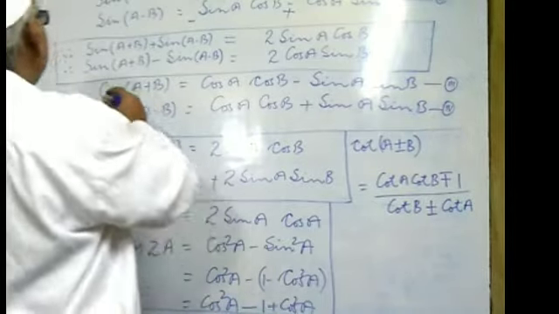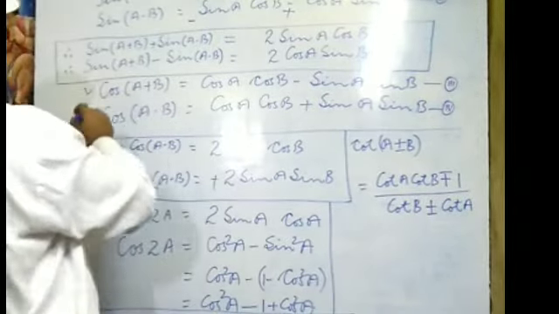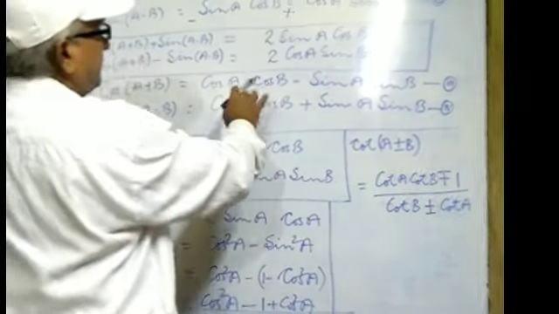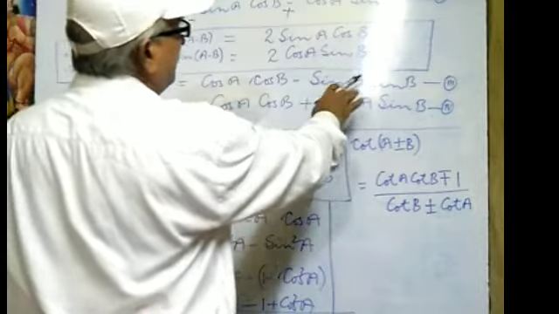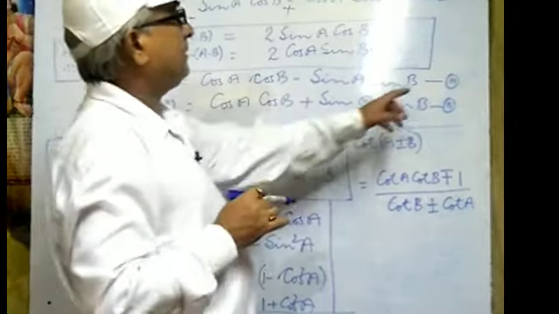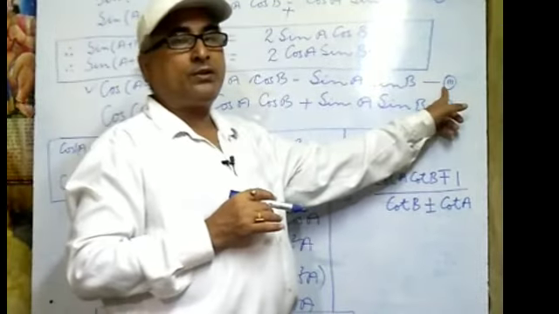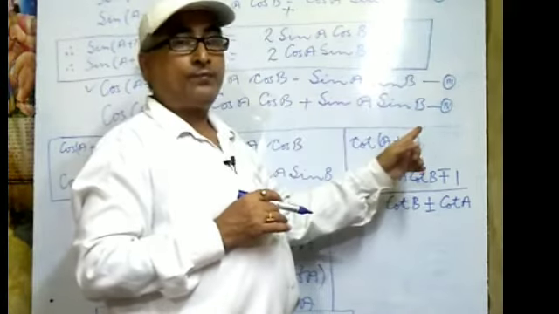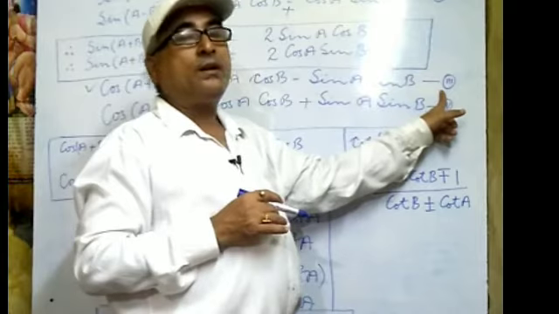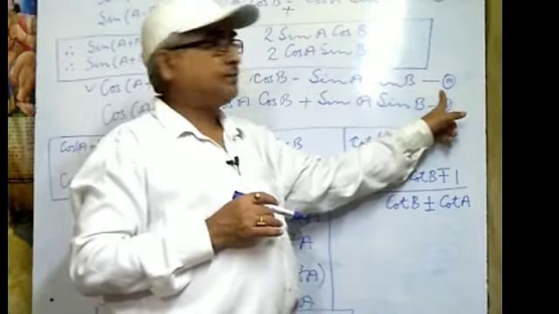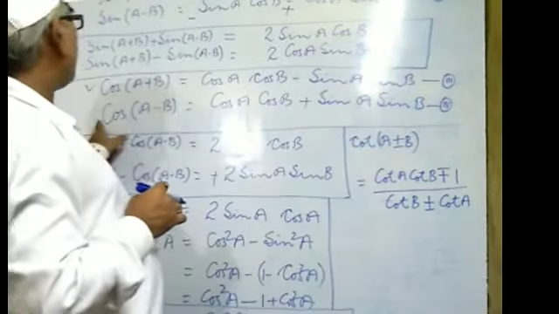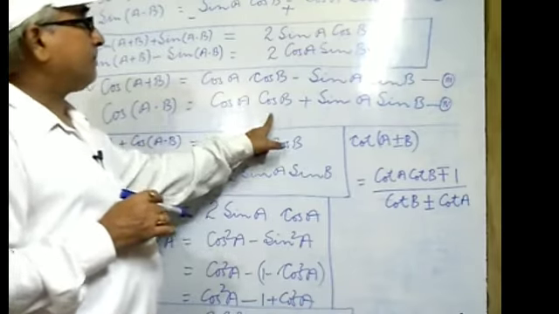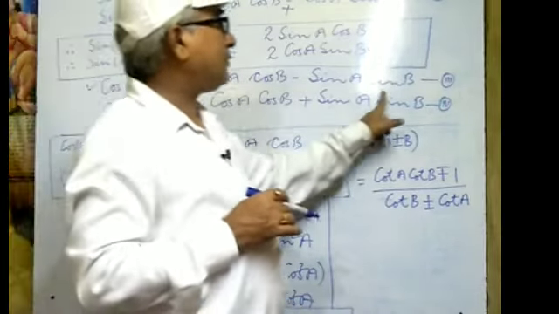Now we have established the identity cos(A+B) = cos A cos B minus sin A sin B. This will be considered as equation number 3, just as equation number 1 and equation number 2. Now cos(A-B) is cos A cos B plus sin A sin B.